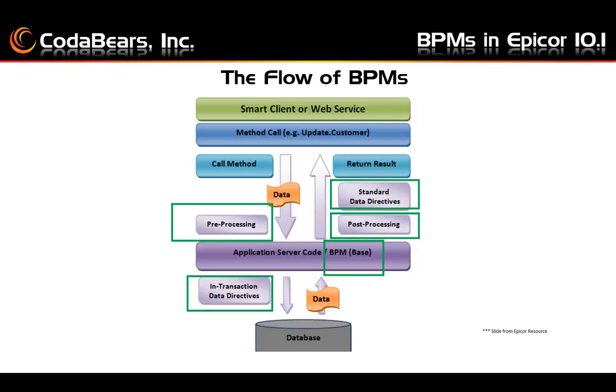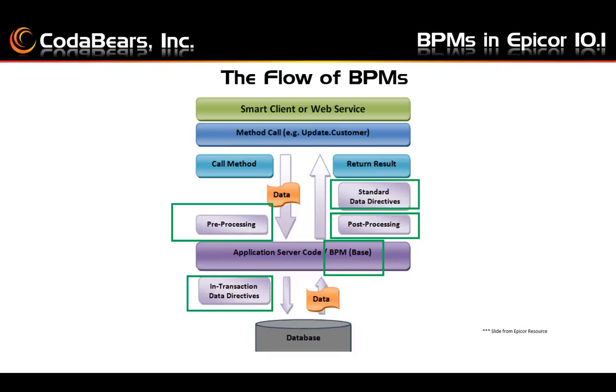This slide is from an Epicor resource and shows the flow of BPMs. Here we can see the pre-processing BPMs happen before the Epicor application server code, and post-processing BPMs and method directives happen after the application server code, and then the base processing BPMs for method directives happen at the same time and in place of the application server code. So it's recommended not to use base BPM method directives.